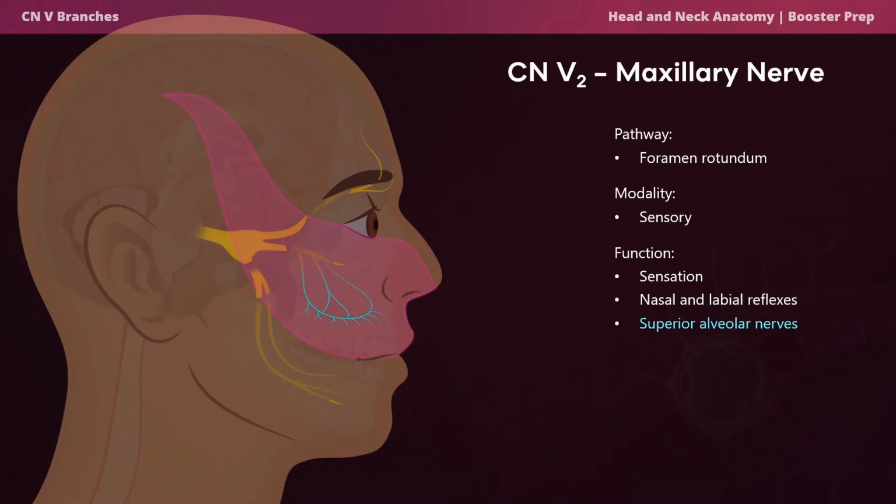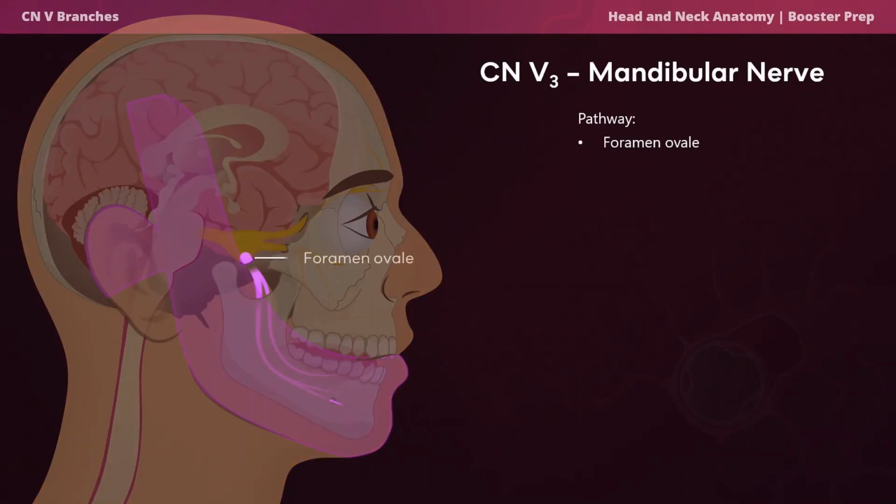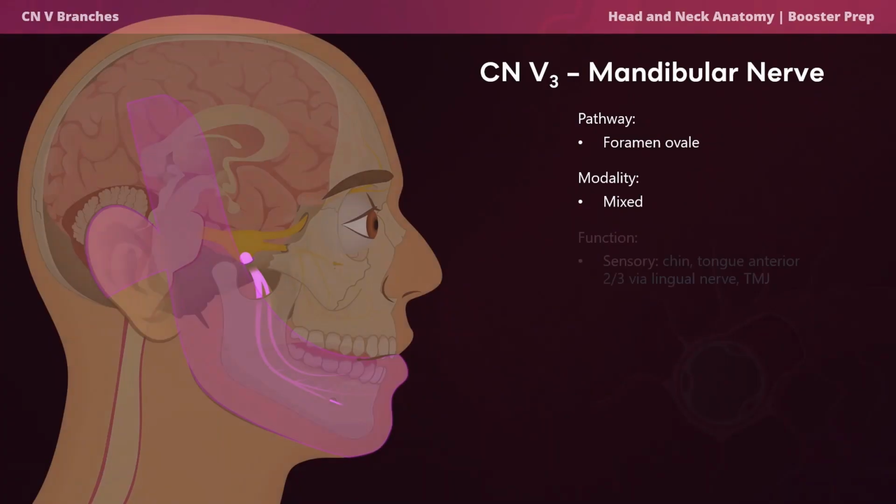Alright, we are moving on to the last part of the trigeminal nerve, that is the V3 branch of the trigeminal nerve, known as the mandibular nerve, and it is a mixed modality nerve that exits the skull via the foramen ovale. The modality is mixed, and you're going to want to look up from your phone for this next part because it is very high yield.